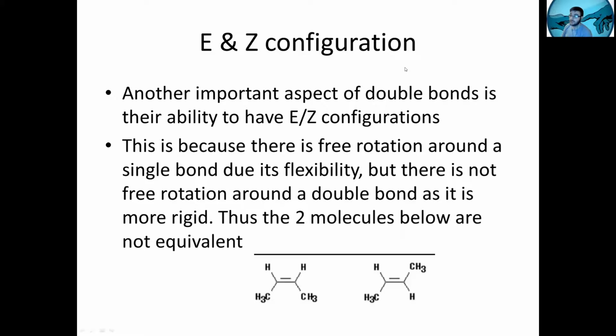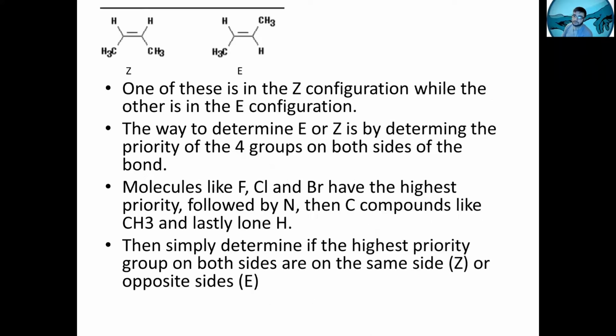And so we have names for one version versus another version. These look very similar, but they have different names, and you can see right here that one of them is the Z and one of them is the E. The way to determine whether it's E or Z is by determining the priority of the four groups on both sides of the bond. So you have the double bond right here, and you have to determine the priority of the groups on both sides.